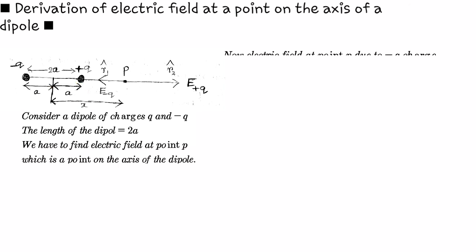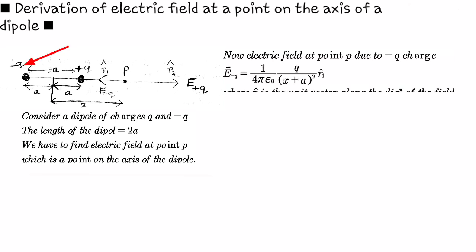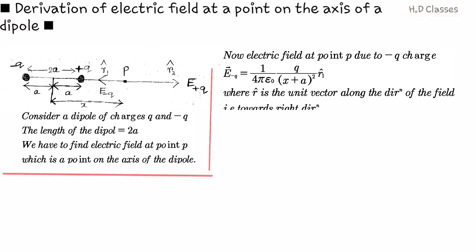Now, the electric field due to the minus q charge at point P is E minus q vector equal to 1 by 4 pi epsilon naught q by (x plus a) whole square r1 cap, where r1 cap is the unit vector along the direction of the field, that is towards the left direction.